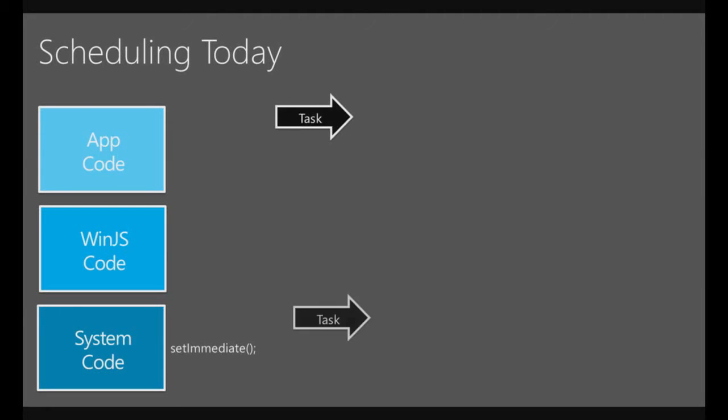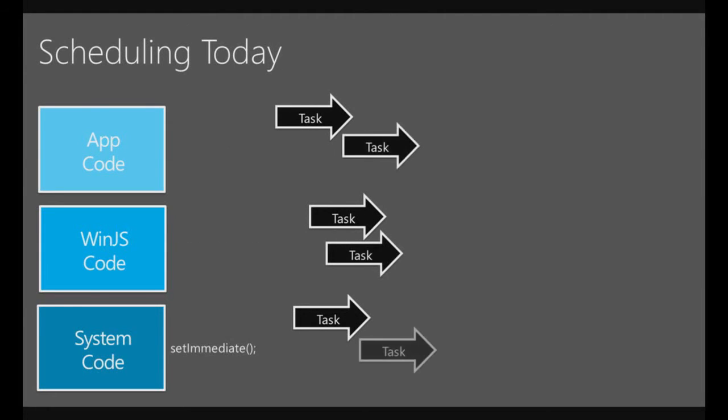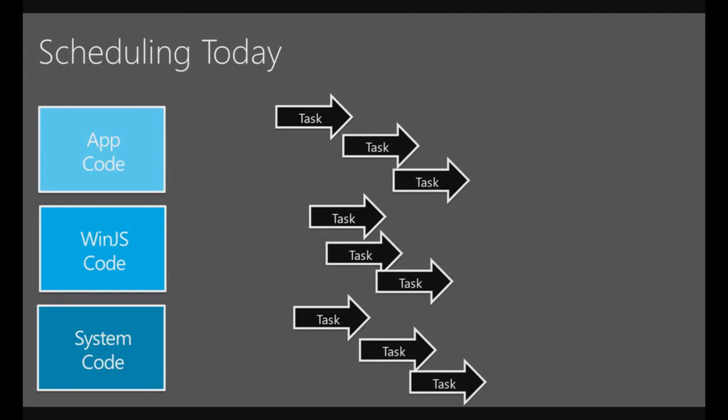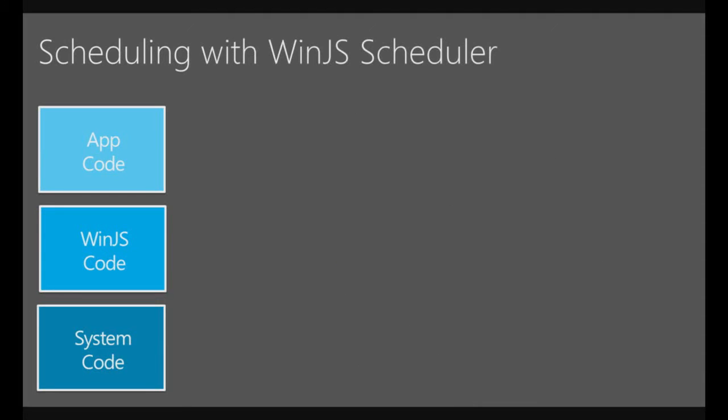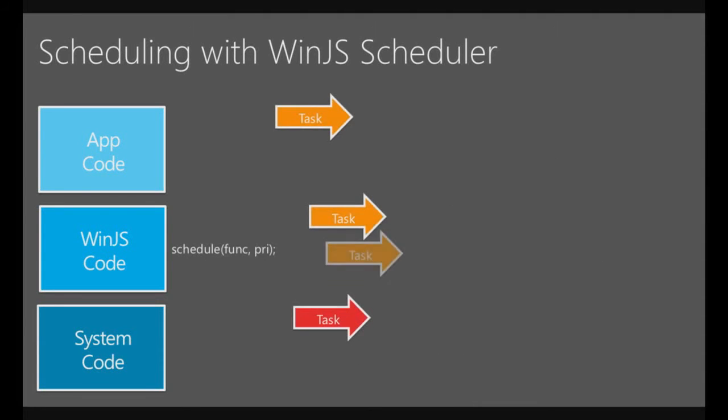Some of those are important tasks, and some are less important. Without the scheduler, those are handled in an unpredictable order, which can cause responsiveness issues for your applications. With the scheduler, all tasks are assigned a priority in the system. App code can choose the relative priority within the system, and tasks are guaranteed to run in priority order.